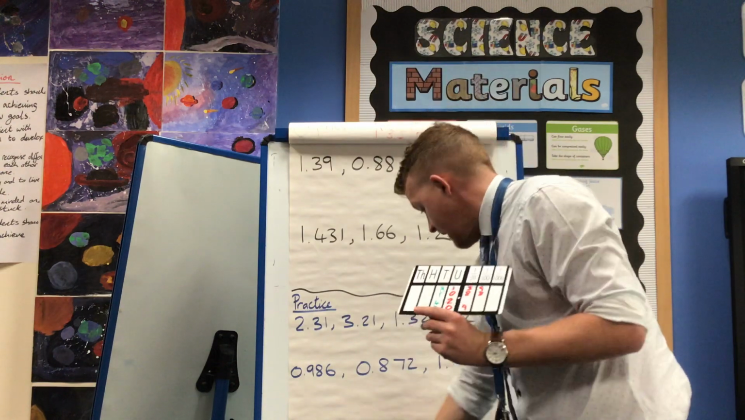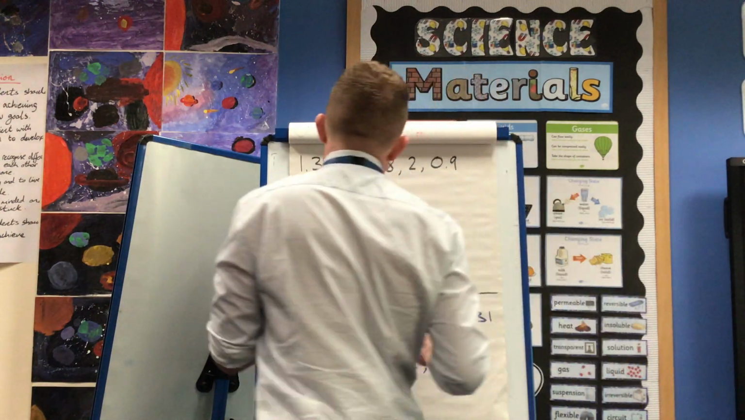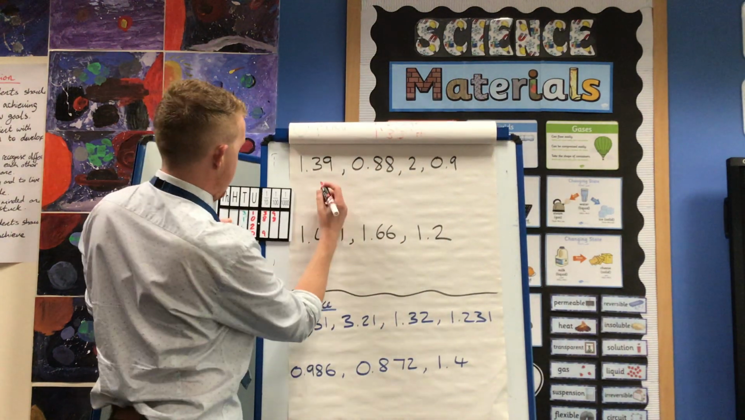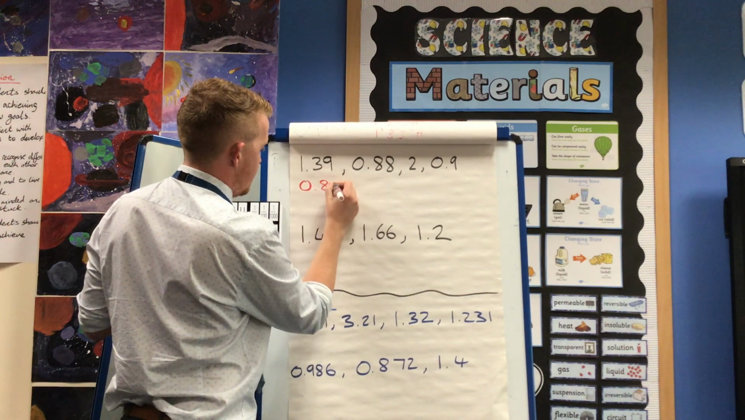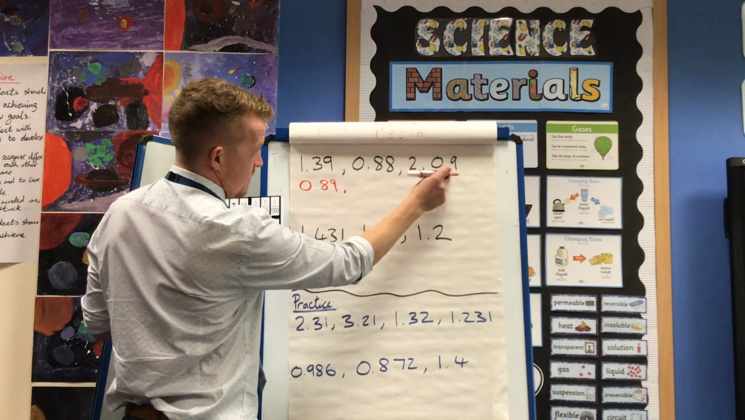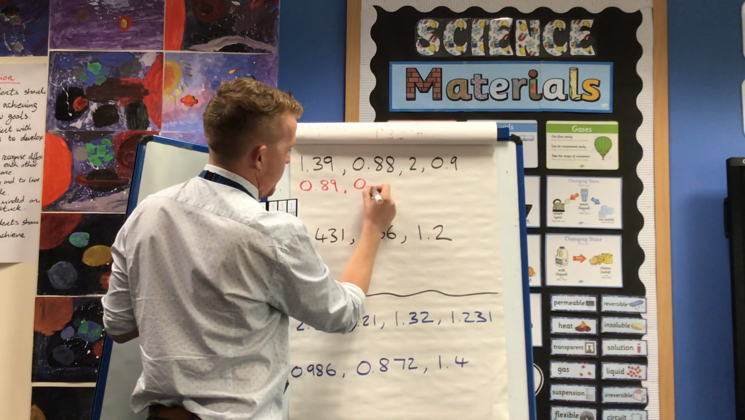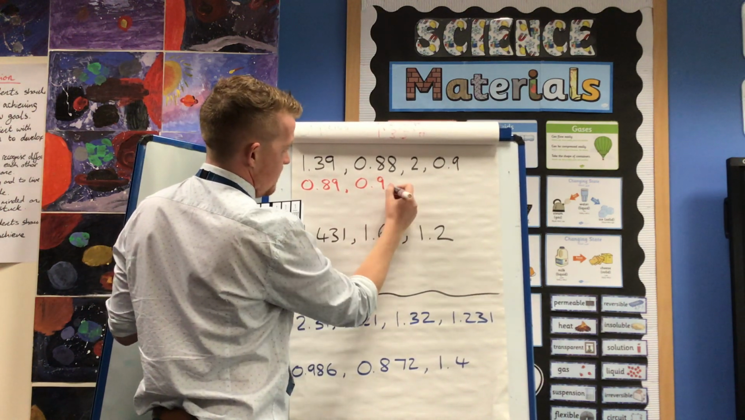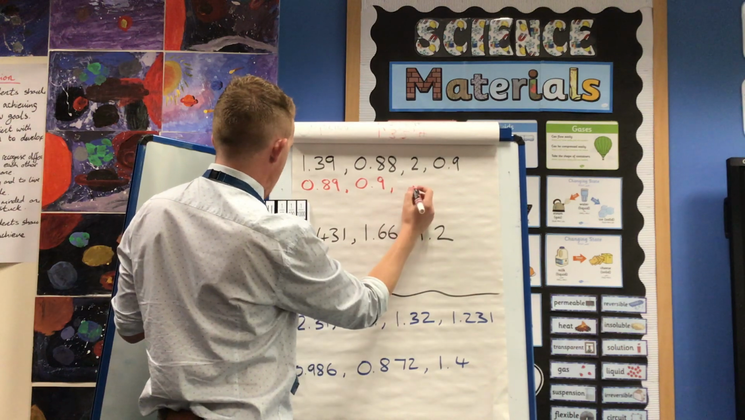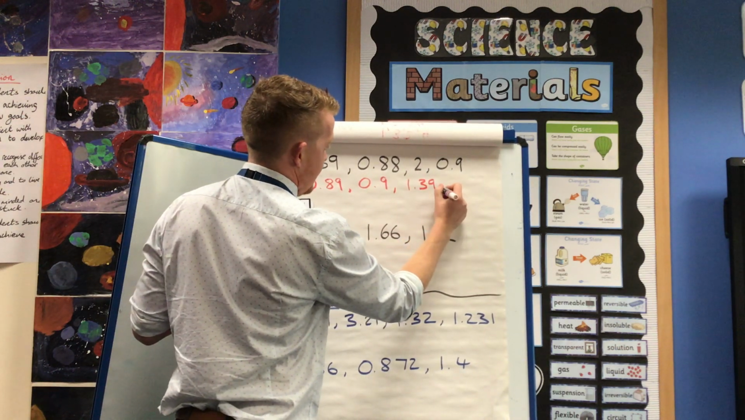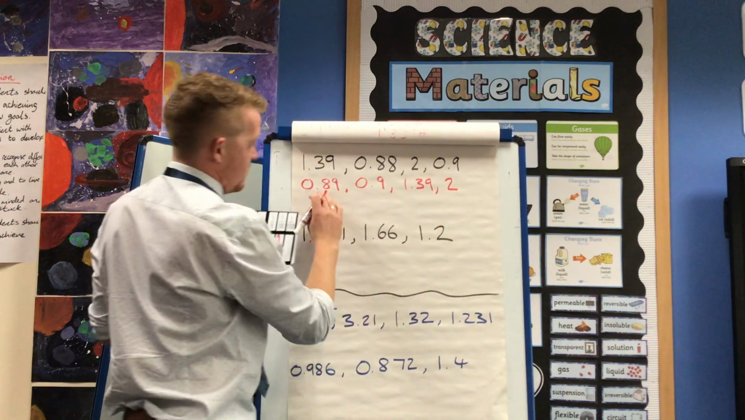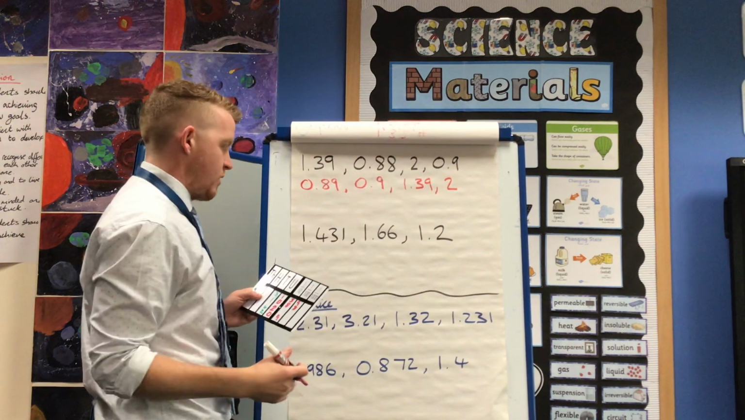And the way we write this out is the same as the previous. We write our smallest number first, which is 0.89. Next, 0.9. Then 1.39, and finally 2. Smallest to biggest, ascending order.